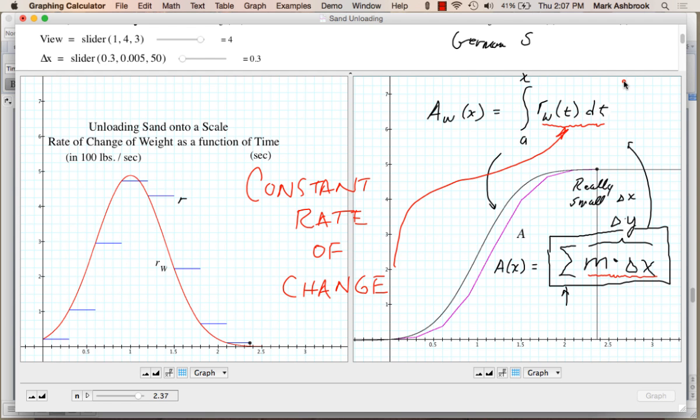Okay? So, yes, I think we hit it all. In both cases, we're summing up changes, right? We're summing up changes, and we found those changes by constant rate of change. So this German S for sum, Greek sigma for sum, is a sum of changes found by the principle of constant rate of change.